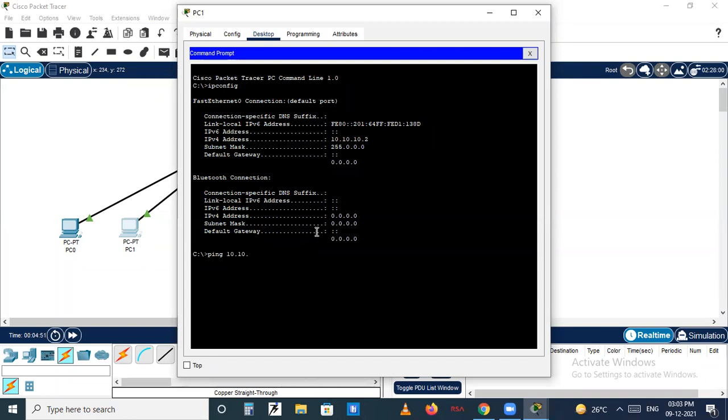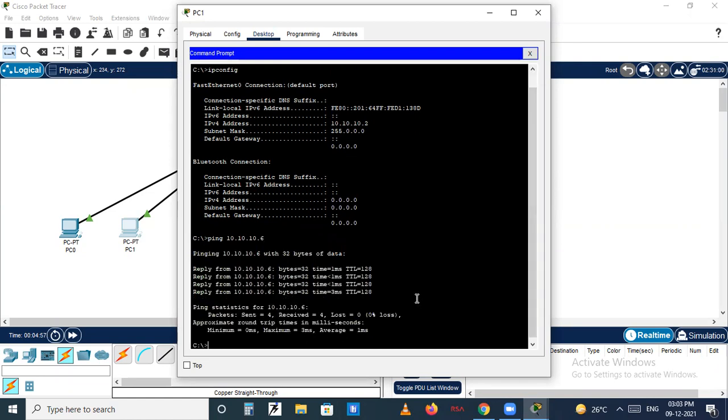Which one of the systems? Last one, Anna? 10.6, I think. So yes, we are receiving some replies. So it means these systems can start communication, and they are able to send and receive data. Right? Hello. Yes, sir. Yes, tell me.